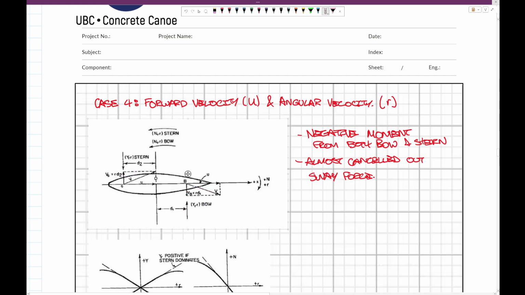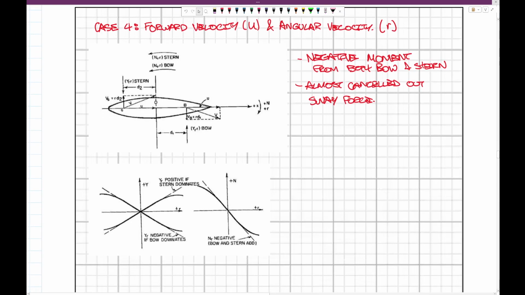But because the sway forces are acting in opposite directions, they kind of cancel out. So they don't really do much. But what ends up really happening is your boat's just going to rotate in the negative direction. And these are some graphs to show this relation.